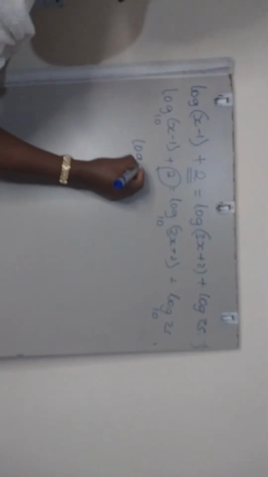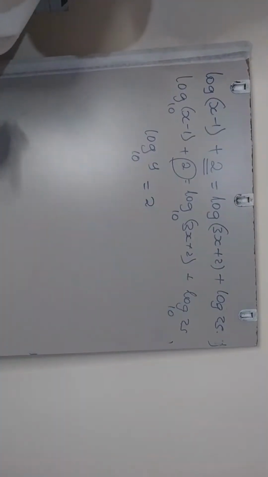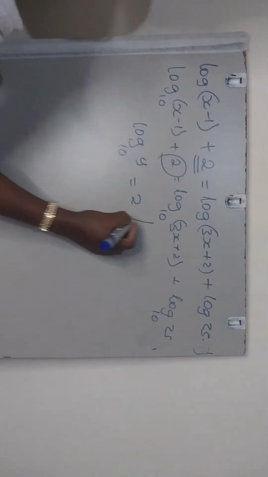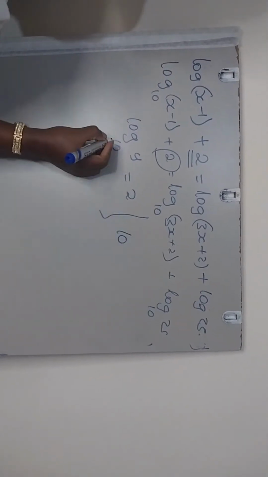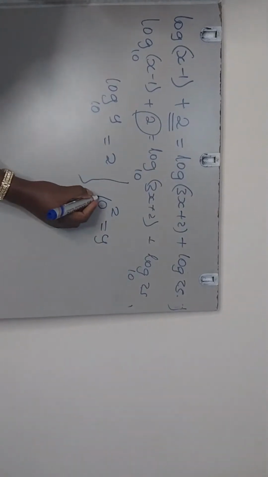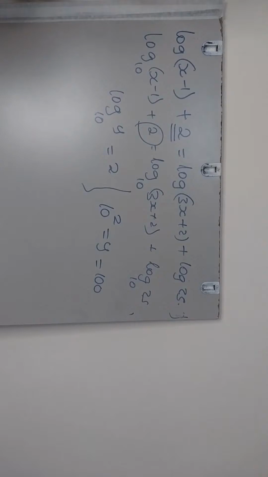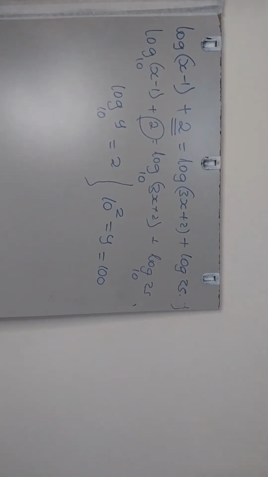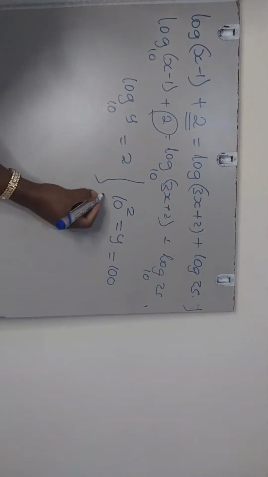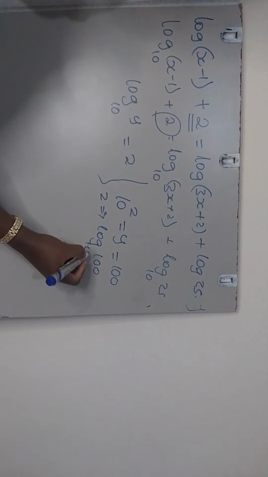Log of what we don't know to base 10 gives us a number 2. So as we have said earlier, 10, the base here, to power this number gives us the y. What is 10 to power 2? It simply becomes 100. Now you can simply say if y is 100, 2 will be equal to log 100 to base 10.